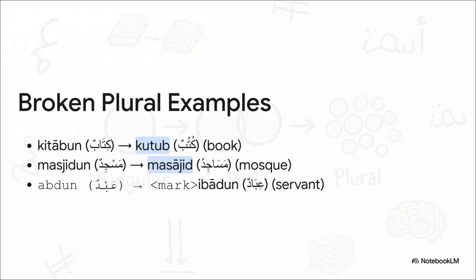So take the word for book, which is kitabun. You might expect it to follow the rules, but it doesn't. Instead, it becomes kutub. See how the vowels shifted inside? Or masjidun for mosque becomes masajid. There's no simple suffix here. The word itself is transformed. And yeah, there's no shortcut for these. You pretty much have to learn them one by one, usually with a dictionary.